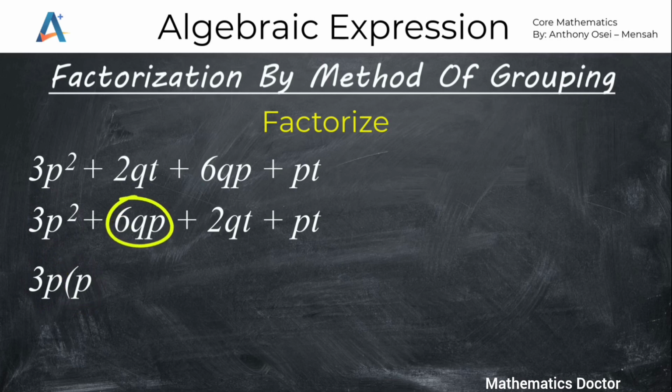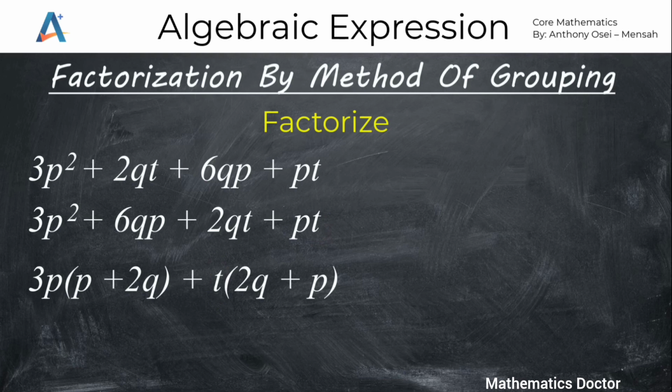Then we have 6qp divided by 3p. So if you check, 3 will divide 6 to give us positive 2. Then p will cancel p, remaining with q. So in effect, 6qp divided by 3p will remain with 2q. Let's go to the next one. We have positive. Then if you check, the common factor here is t, so t out. Now, 2qt divided by t is 2q, so 2q remaining. Then pt divided by t is p, so plus p.